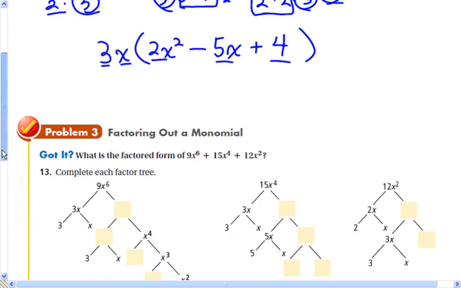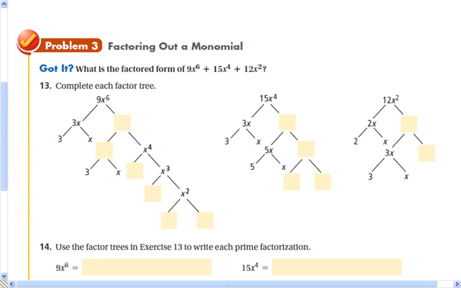So I'll let you do that. I'm just going to recommend that you don't work through this factor 3 thing. Just try to think of what the factors of 9 are. That would be 3 times 3. And then you have 6 factors of x. I don't want to write them all out individually. But for 15x to the fourth, you have a 3 and a 5 and 4 factors of x. For 12, you have a 3 and 2 2's, and then 2 factors of x.